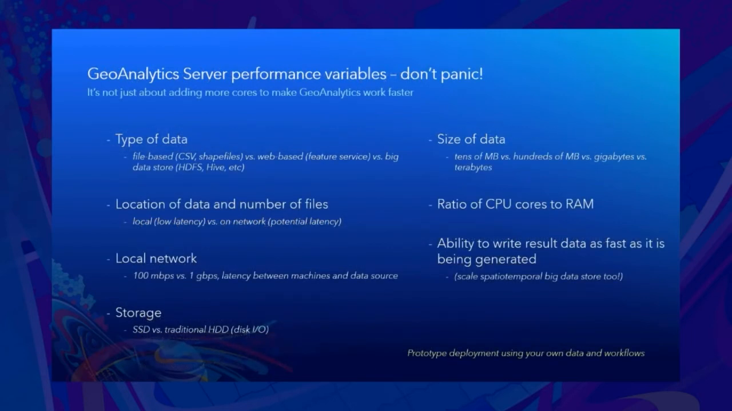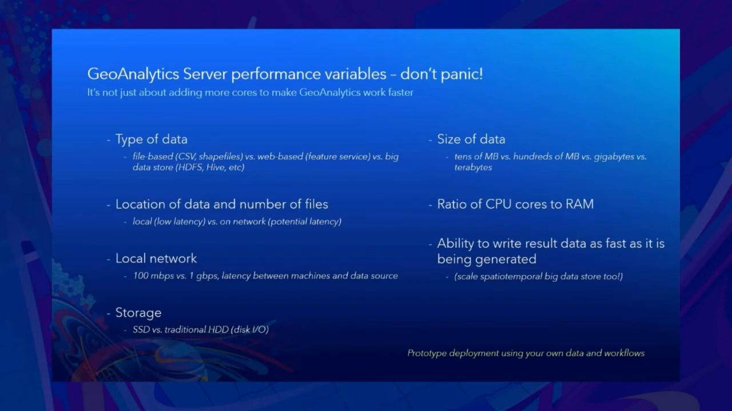Before we leave this and look at the diagram, it's important to talk about some of those things that will affect the performance of GeoAnalytics Server. There's a lot of variables that go into here. Think about what types of data you're going to be working with, whether file or web-based or big data stores. Where is that data? Is it local? Is it on the network? If it's on a local network, what's that pipe look like? Is it 100 megabits per second, a gigabit per second? Are we able to saturate it as needed to do this work?